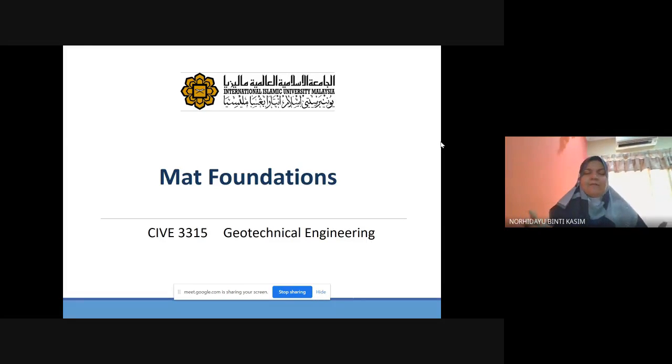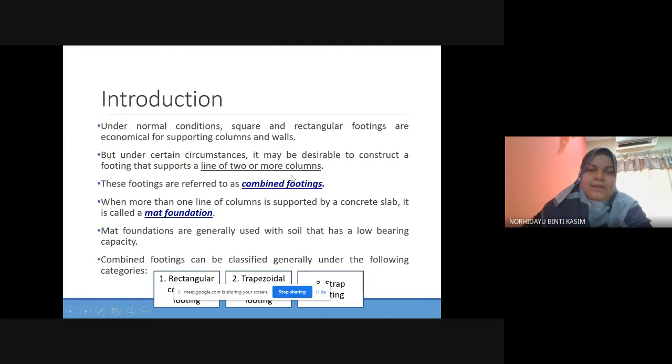So if you use mat foundation, if the structure settles, it will settle together, so the cracking can be reduced, or you won't see the crack, because the structure settles together. Differential settlement won't occur. You will reduce the differential settlement.